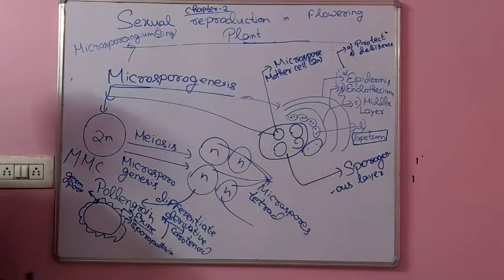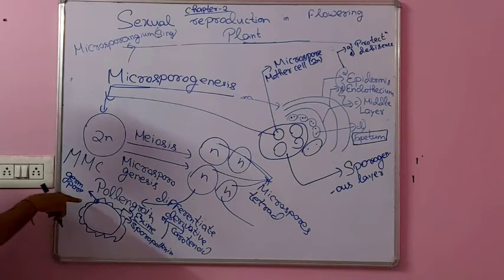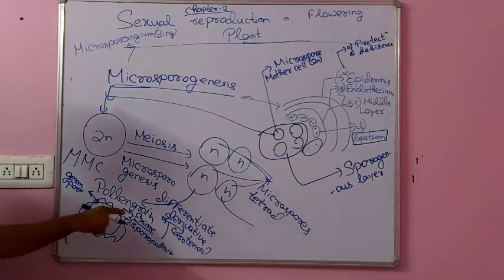This chemical, sporopollenin, is resistant to most chemicals as well as heat. So as this chemical is resistant to most chemicals, this layer is resistant to most chemicals, so the pollen grain can be preserved for a long time. When it falls off from the plant or any source, this pollen grain can be preserved for many years.